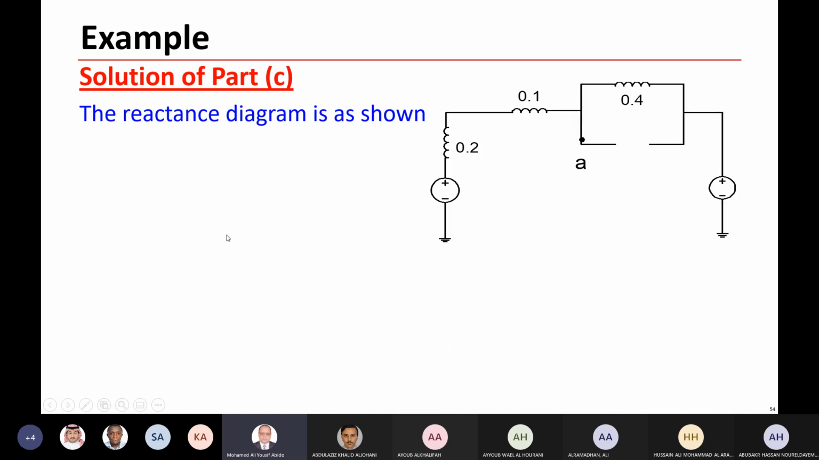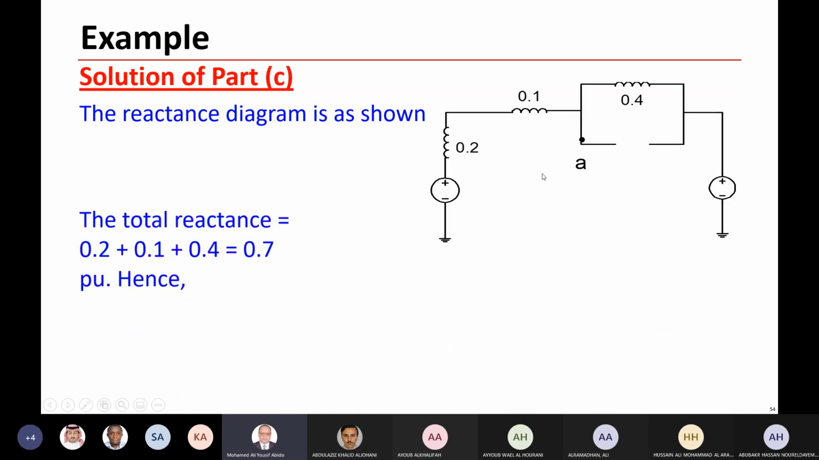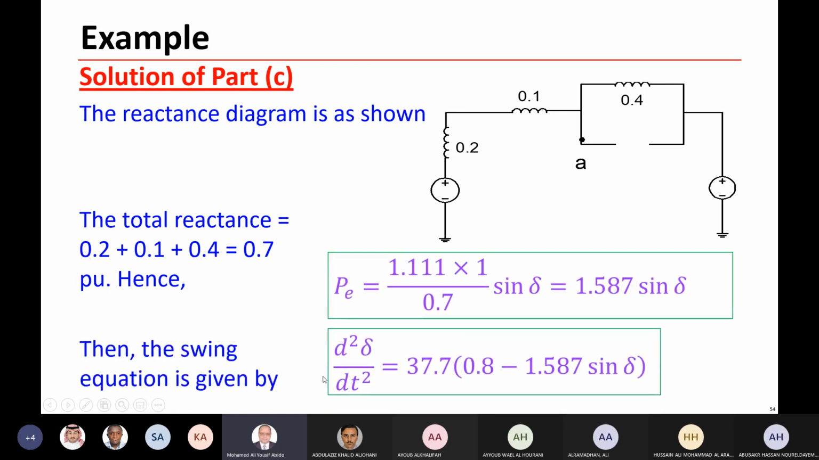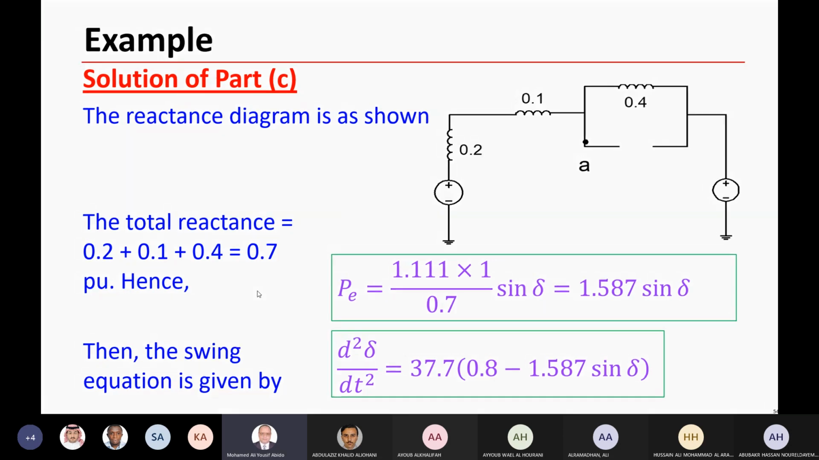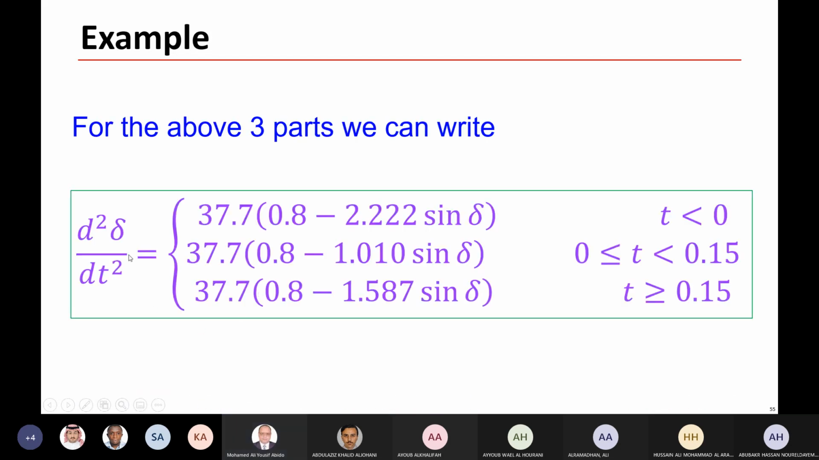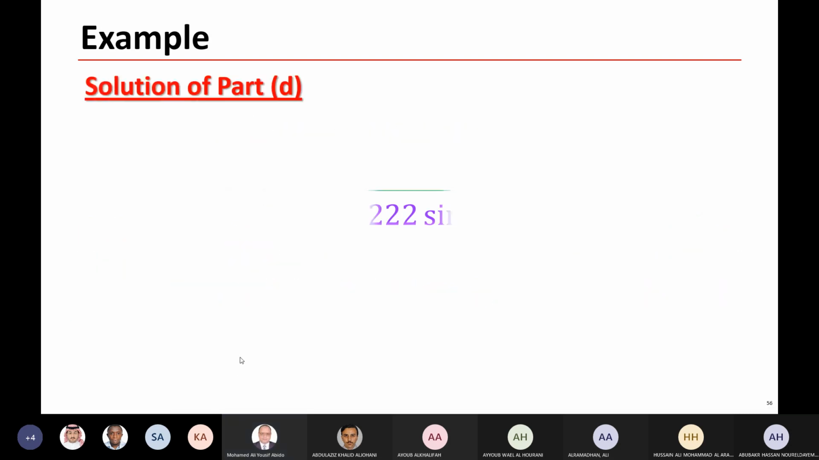The reactance diagram for post fault: we trip this line. So this is simply P_e, and this is simply the swing equation in the post fault condition. So we have now three swing equations defined as such: for t less than 0, this is the pre-fault, during the fault, and after the fault. Okay, so these are the swing equations. So what is needed?